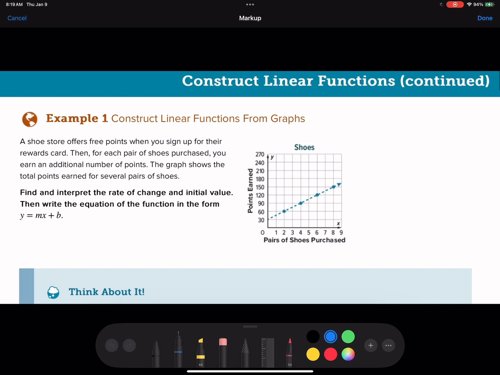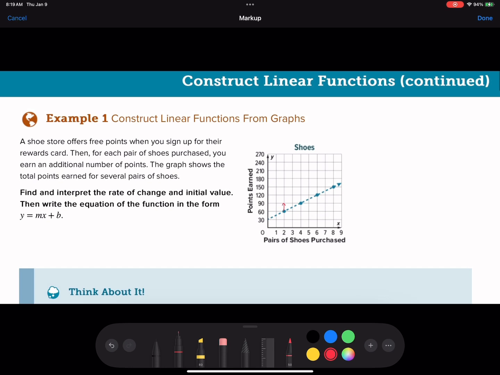A shoe store offers free points when you sign up for their rewards card. Then, for each pair of shoes purchased, you earn an additional number of points. The graph shows the total points earned for several pairs of shoes. Find and interpret the rate of change and initial value. Then, write an equation of the function in the form y equals mx plus b. How are we going to do this?